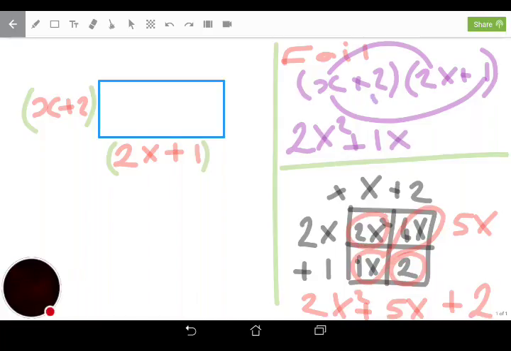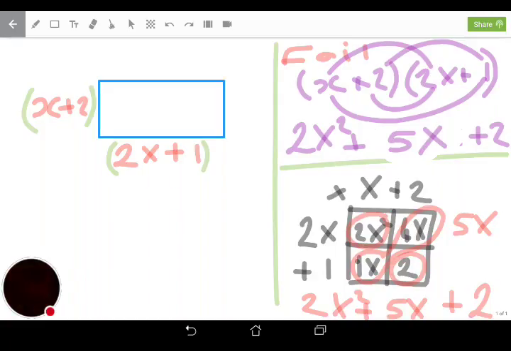Then I'm going to times in my innies, so it's going to be 2 times 2x, which gives me 4x. And then I'm just going to times my last two together, which is my 2 times 1. Okay, and 2 times 1 gives me 2. So again, this is just the same as before. You've got your 4 and you've got your 1. So I'm just going to rub these out. You add 4 and 1 together and you end up with 5x.